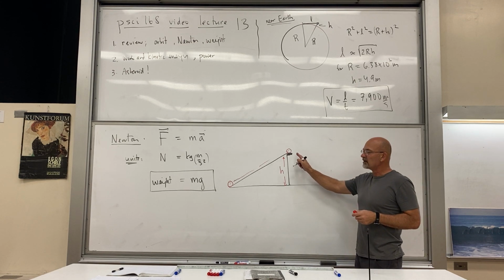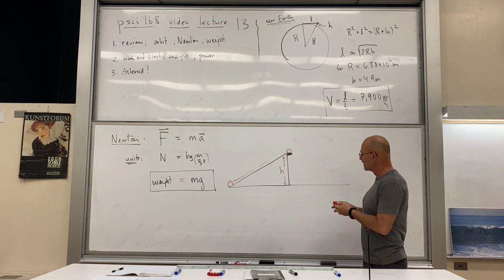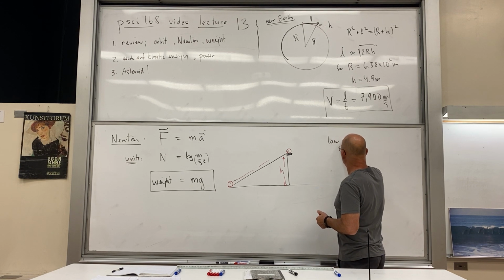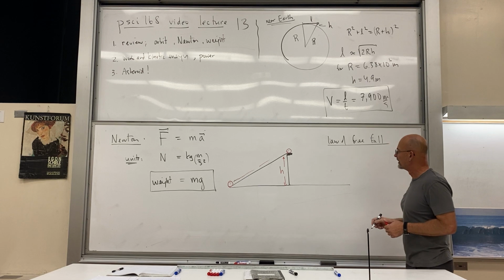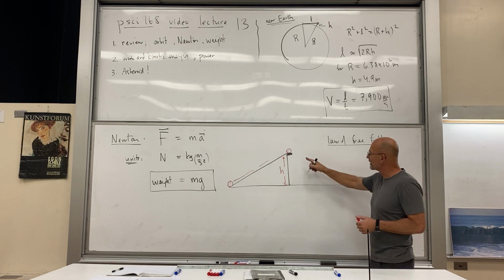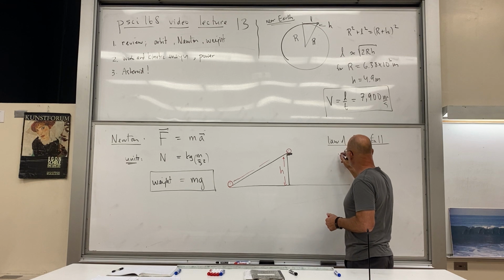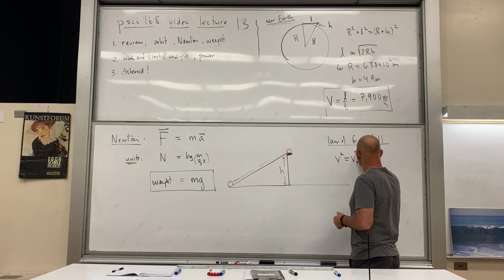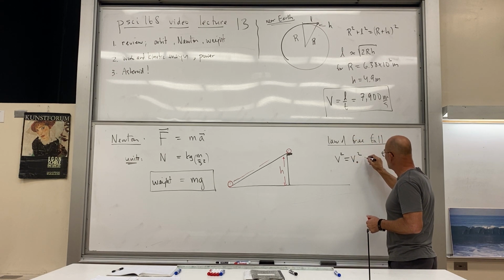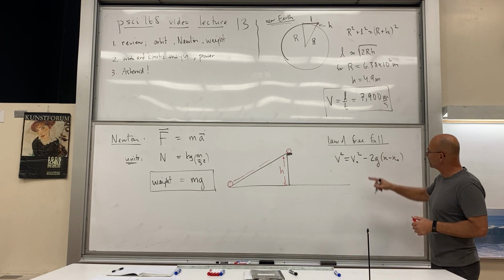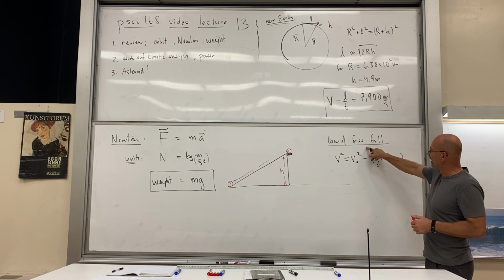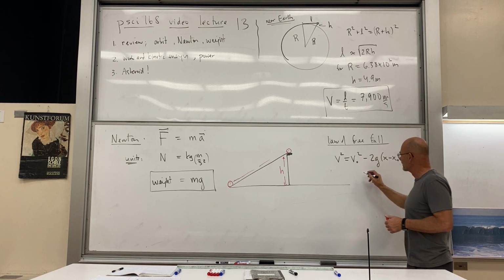Now we know the law of free fall, the kinematic equations, in particular, it gives us this expression here. V squared equals V0 squared minus 2g(x minus x0). This was the kinematic equation that relates, and let me go ahead and write this out.